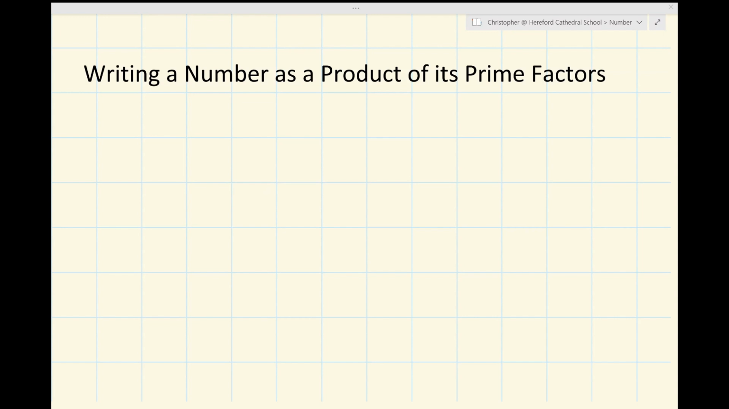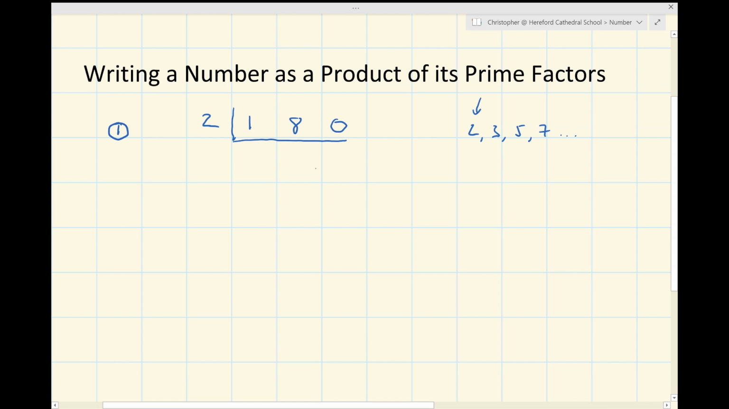So method number 1, this is the method that I learned when I was at school. And you might call it the ladder method, I suppose. I think it's the most complicated of the methods, but I'll show you because perhaps it'll suit you. You need to know your prime numbers, 2, 3, 5, 7, and so on. And what you do is you write the number that you are working on. I'm going to write 180 as a product of its prime factors, and you divide by the first prime number until the first prime number won't divide into your number anymore.